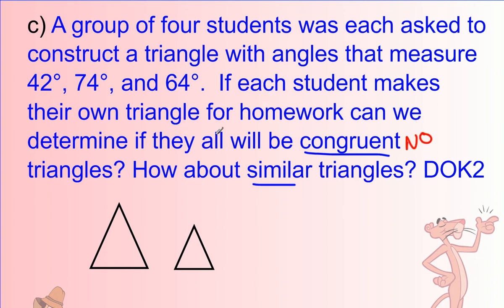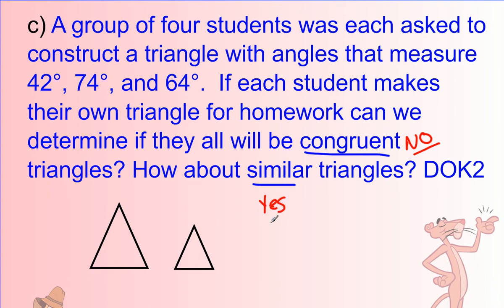For each, could we determine if they'll be congruent? The answer is no. They will not all be congruent because one triangle might be bigger or smaller, even though they all have the same angle measures. But what about similar? Would they all be similar triangles? The answer there is yes.